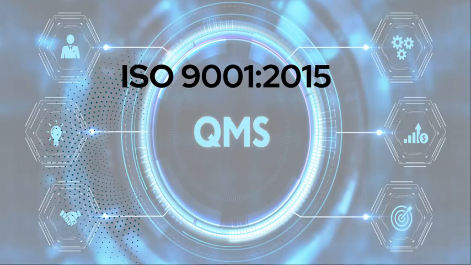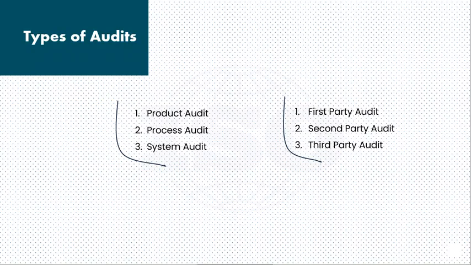So, after learning about some basic definitions relating to auditing, now let's move into the next topic, which is the type of audit or the classification of audit. Audit could be classified in two ways. One is whether the audit is a product audit, process audit, or the system audit. And another way to classify the audit is whether the audit is the first party audit, second party audit, or the third party audit. So there are two main types of classification.